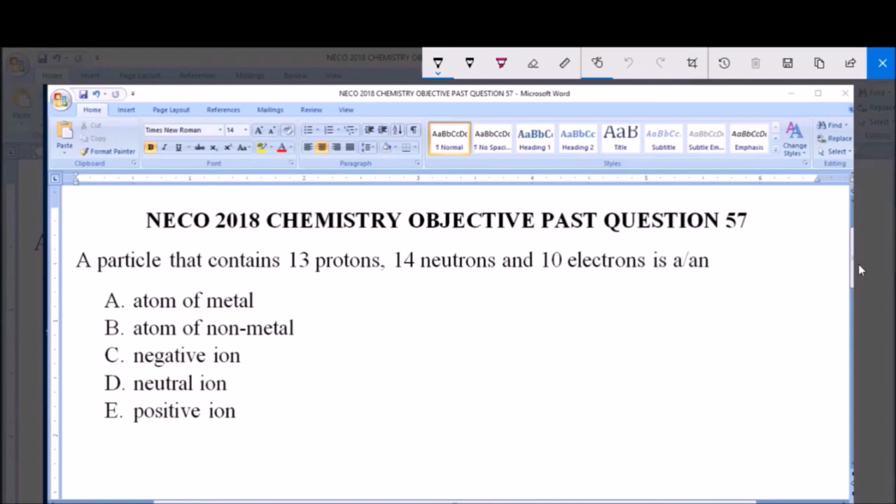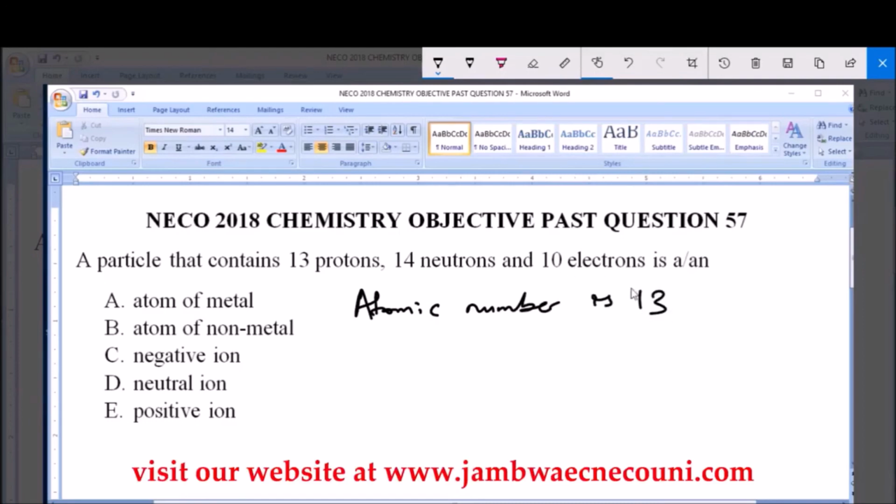A particle that contains 13 protons, 14 neutrons, and 10 electrons is: A, an atom of metal; B, atom of non-metal; C, negative ion; D, neutral ion; and E, positive ion. Now, a particle contains 13 protons. This simply means that the atomic number of this particle is 13, and from the periodic table the element with atomic number 13 is aluminium.